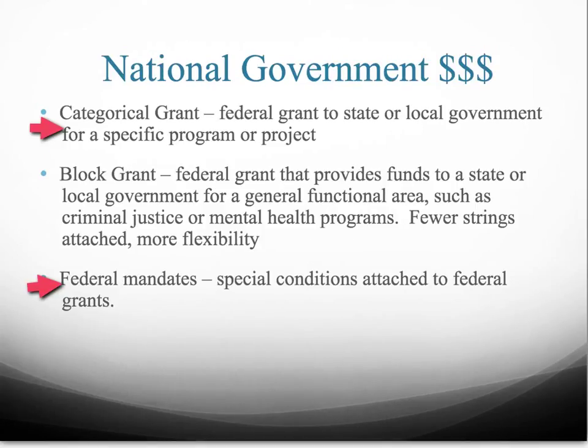One of the ways the national government encourages the states to do their bidding is through federal grants. Here are a few key terms you should know. Categorical grant. That's a federal grant to a state or local government for a specific program or project. A block grant. It's a federal grant that provides funds for a general functional area, such as criminal justice or mental health programs. Block grants usually have fewer strings attached than categorical grants, thus giving state and local governments more flexibility in using their funds.